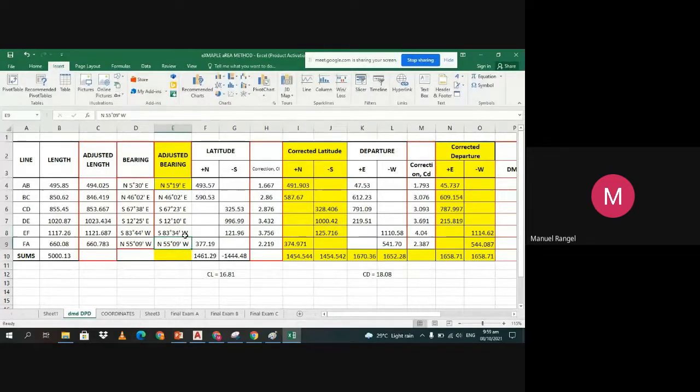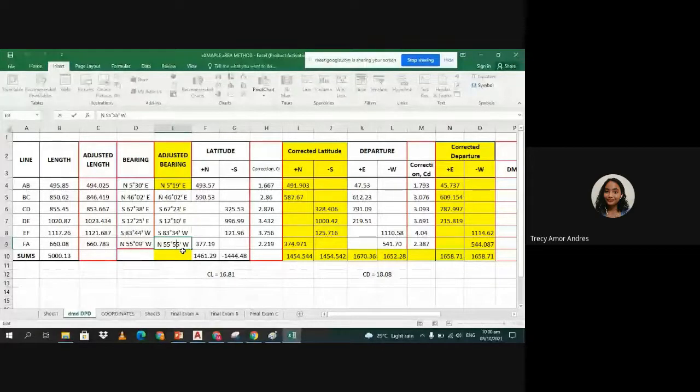Then the last line, 544.087 divided by... 55 degrees and 54 minutes. Round off, sir. Okay. Same computation: 55 degrees, 25 minutes and 34 seconds. So we round off since the seconds are above 30. 26. So that is the adjusted bearing.